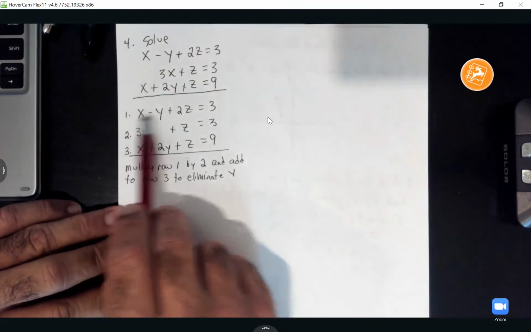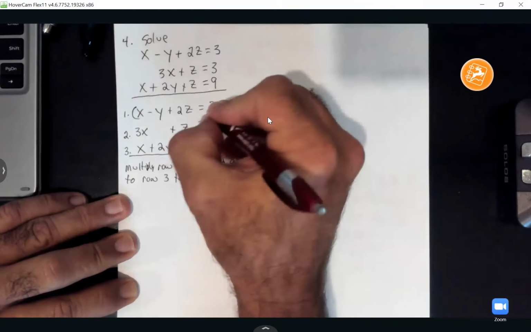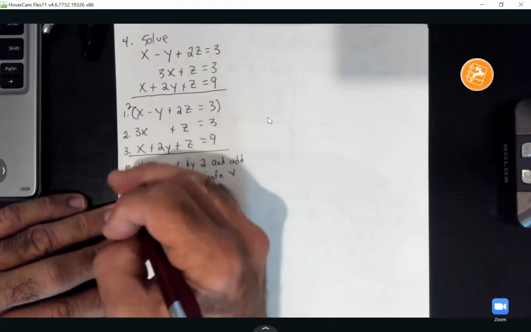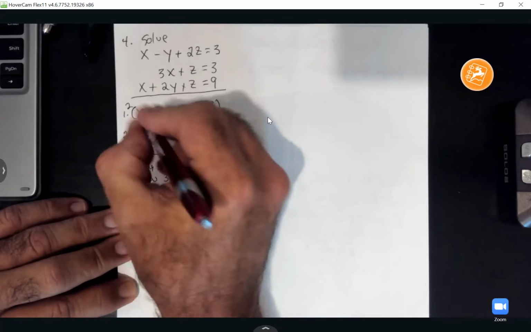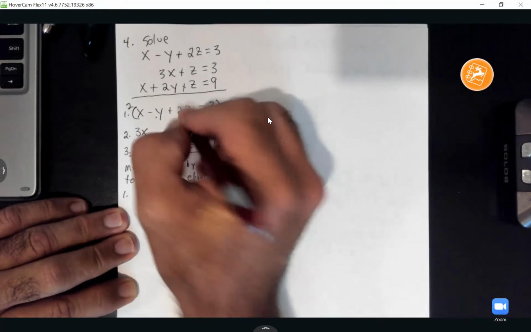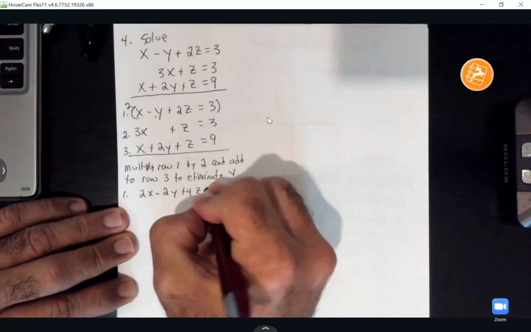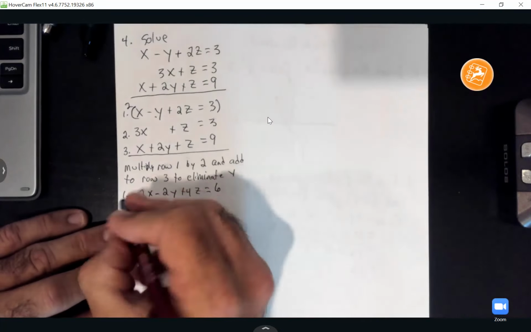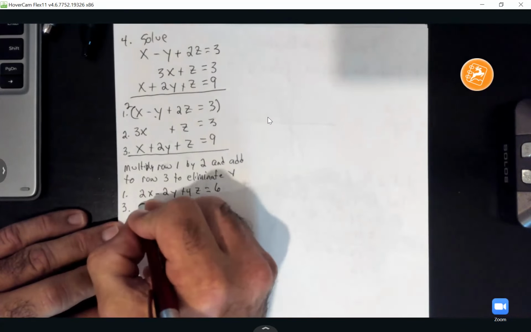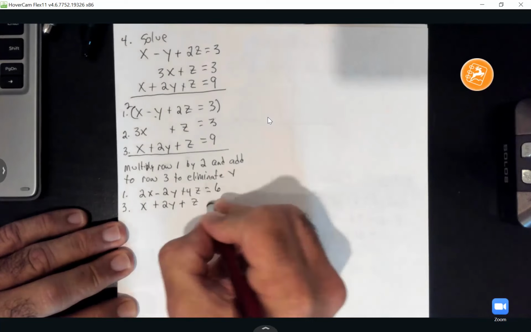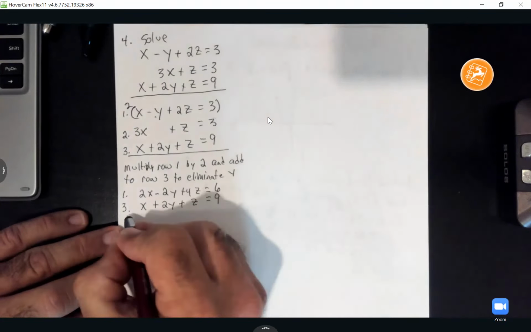All right, y'all, so multiply everything in this row by 2. So we're going to multiply everything up here by 2. So 2 times x will give me a 2x. So this will be my new row 1. It'll be 2x. 2 times negative y gives me negative 2y. 2 times 2z gives me a 4z. That's going to equal 2 times 3, which is 6. Now I'm going to bring down row 3, which is x plus 2y plus z equals 9.